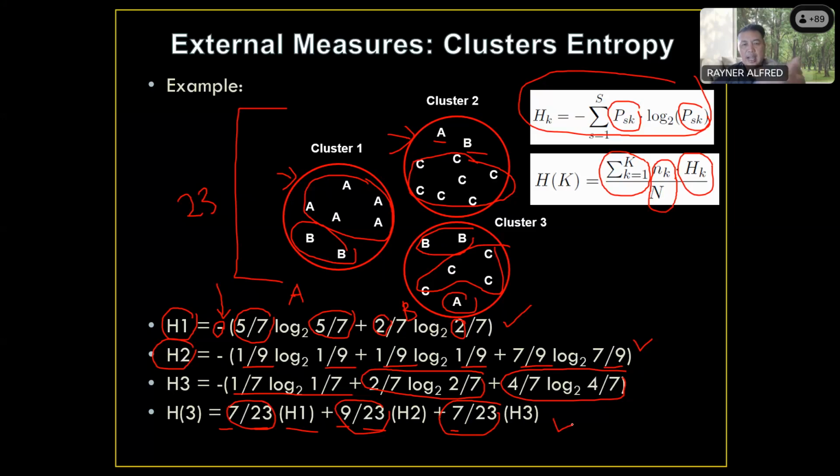Okay, so the idea is we want to minimize the value. Because they said the more pure you have data in each cluster, you will have 0. So that means whatever data we have here, we need to minimize. The lower the value, the better is the cluster result using cluster entropy.